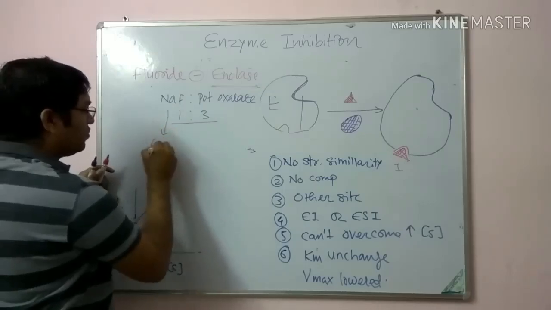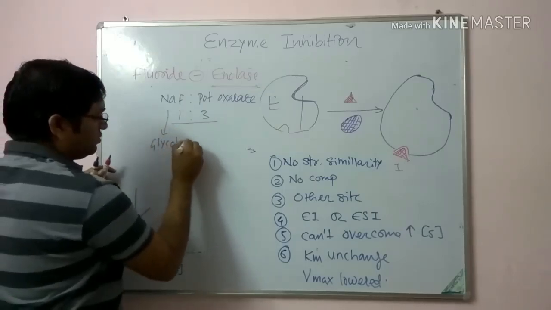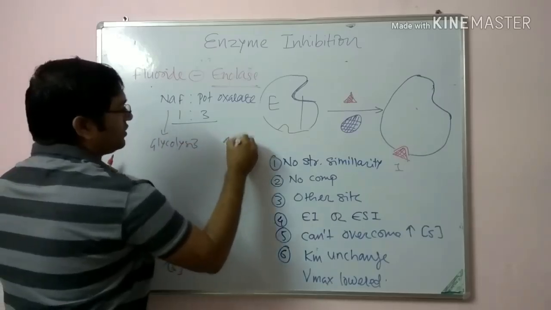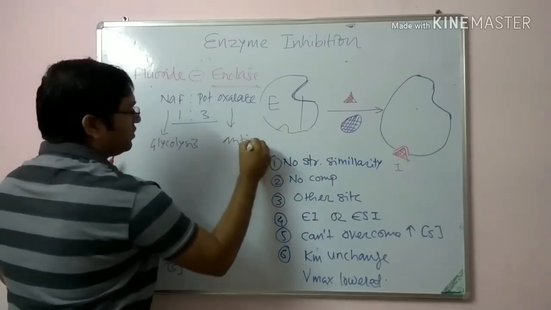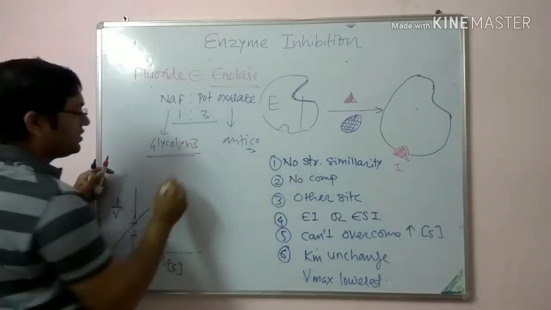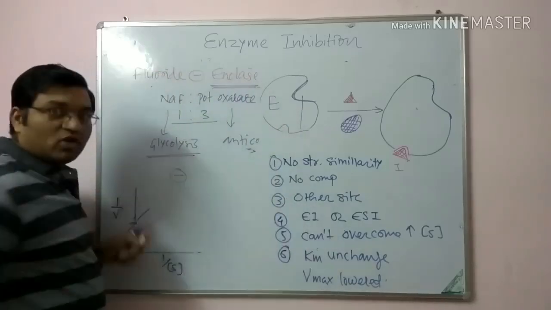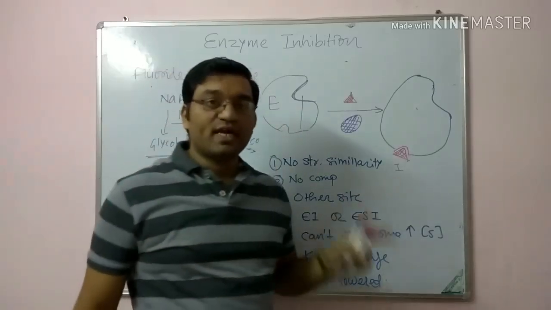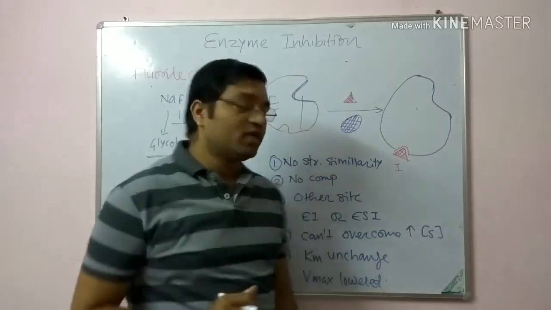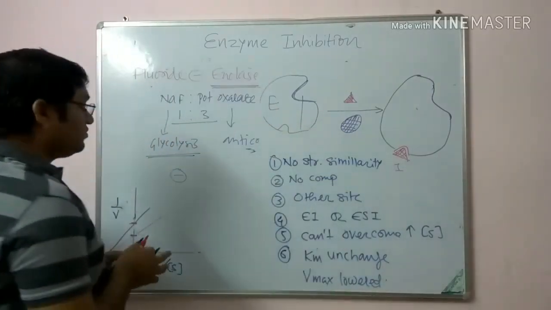This prevents the glycolysis, and this one is an anticoagulant. So how does this prevent the glycolysis? By inhibiting the enzyme enolase by non-competitive inhibition. Fluoride ion inhibits the enolase by non-competitive inhibition.